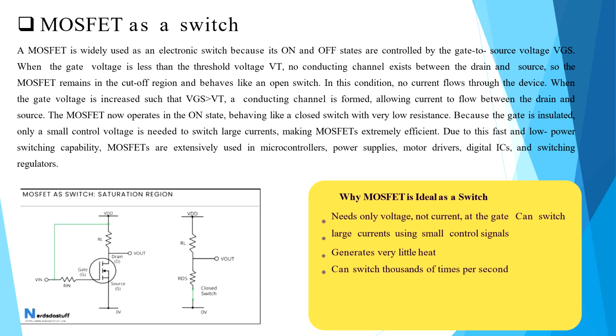Why is a MOSFET ideal as a switch? It needs only voltage, not current, at the gate to switch. It can switch large current using small control signals, generates very little heat, and can switch thousands of times per second. So by this we have seen how a MOSFET works.